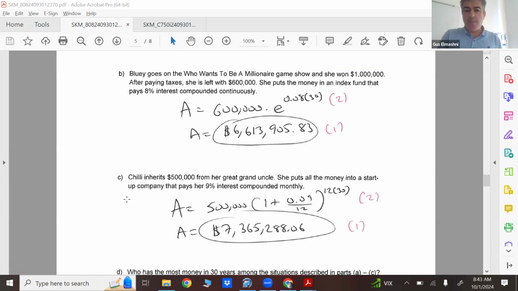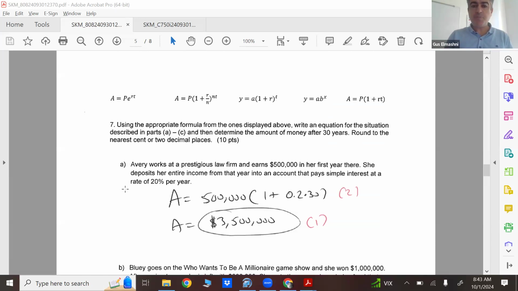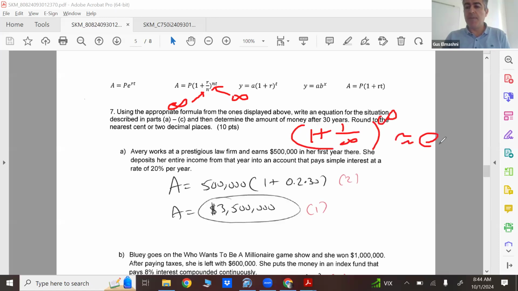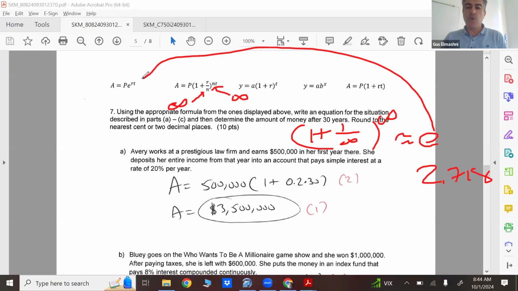I should have said, look, let's talk about problems like B and C together. How are B and C the same? How are they different? They're the same in the sense that you're making money. They're different because B says continuously. Continuously means, if you look at this formula here, you're compounding money every waking moment. So n is not a number, n is actually infinity. And if you have 1 plus 1 over infinity raised to infinity, that becomes this number called e, Euler's number, which is 2.718. So then we wind up getting this formula instead.